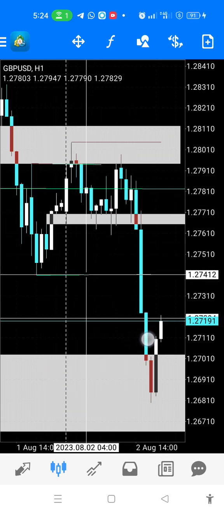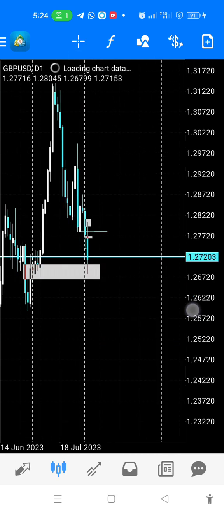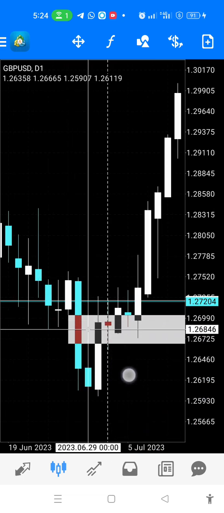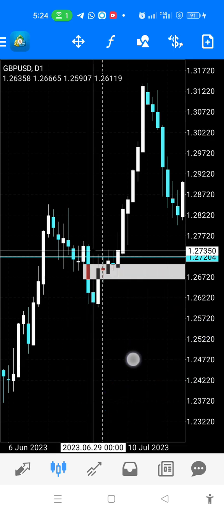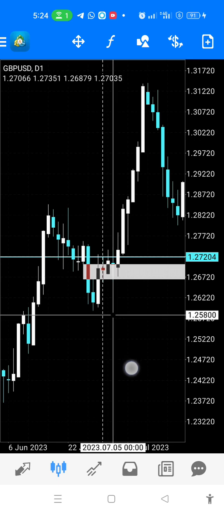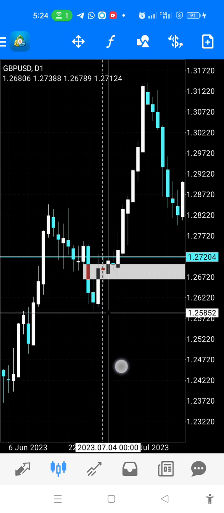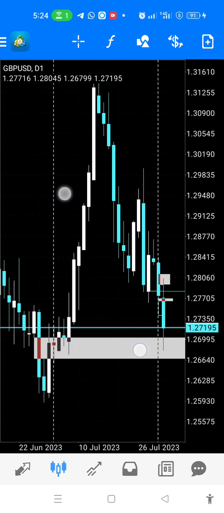So this is my draw on liquidity, my first draw on liquidity. And my other draw on liquidity is this D1 inverted fair value gap. This inverted fair value gap here. This is my second draw on liquidity. My third draw on liquidity is this rejection block here. And my final draw on liquidity for this week, if this week is going to get here, will be this low here. So these are my draw on liquidity.